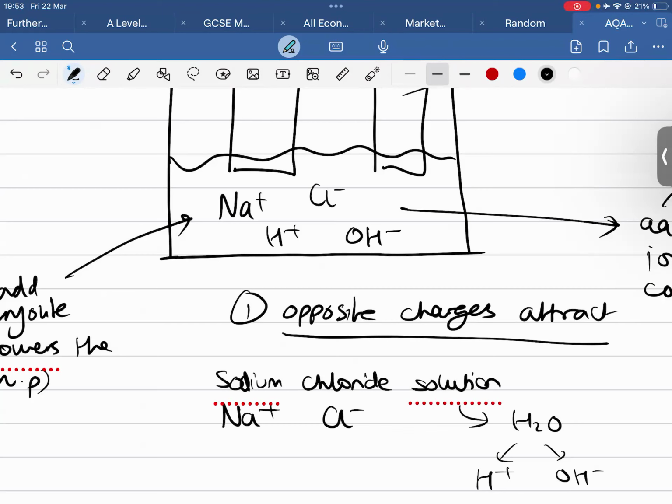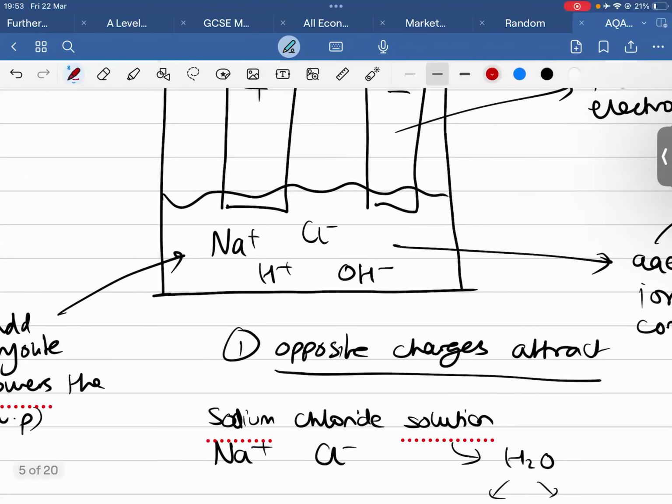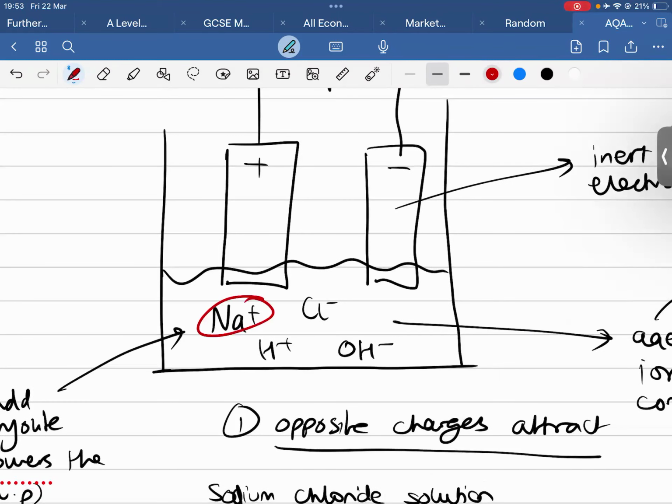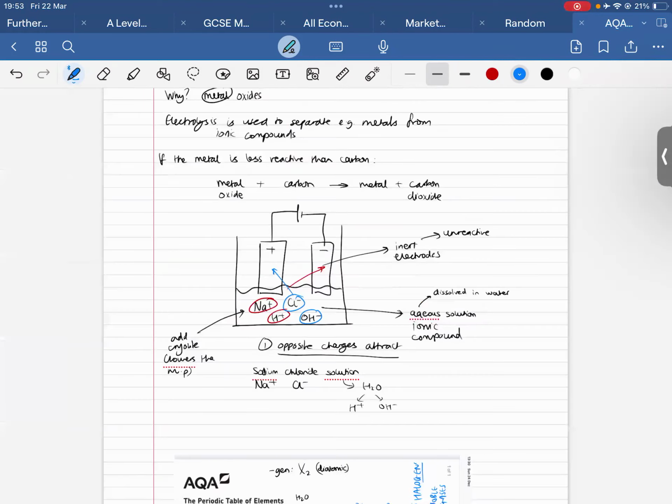So what happens is that out of these four, which two of them want to go to the negative electrode? This one and this one. But only one of them is allowed to go here. And out of these four, this one and this one ideally want to go to the positive electrode, but only one of them is allowed to go there. So there are rules. Okay?